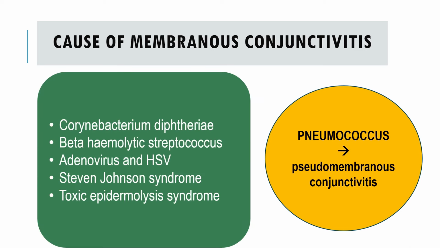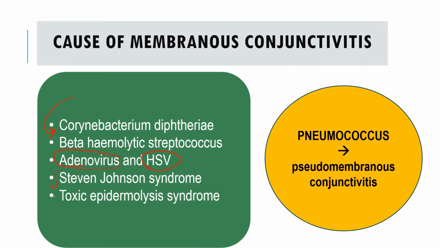The thing is that even if you peel it off or not, it'll ultimately lead to scarring. Now, what are the causes of membranous conjunctivitis? Now, the membranous conjunctivitis causes are the various organisms like Corynebacterium diphtheriae, beta-hemolytic streptococcus, adenovirus also can lead to formation of membranes along with herpes simplex.